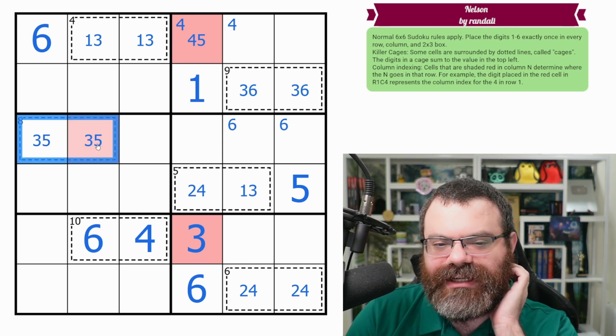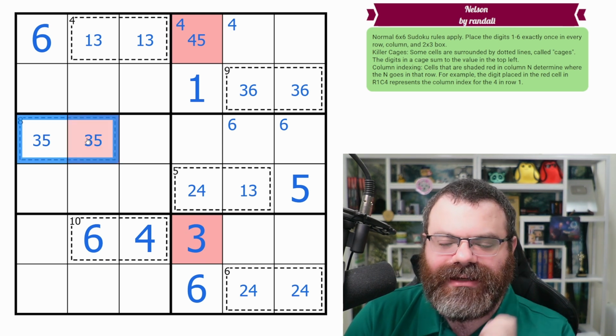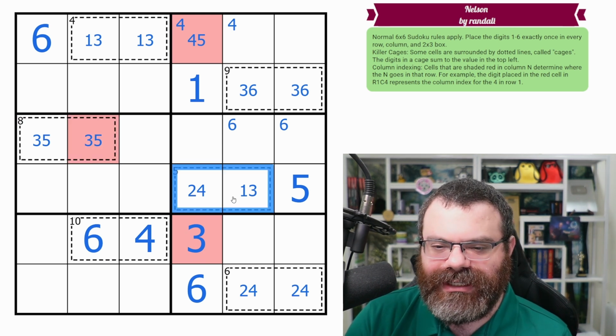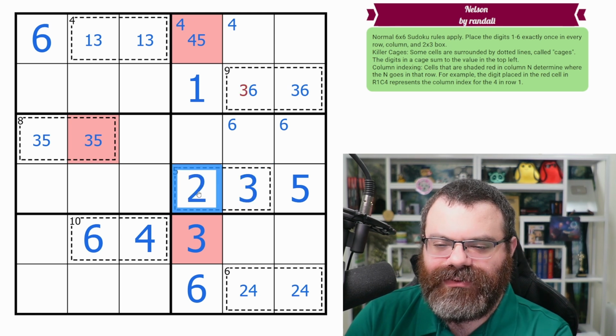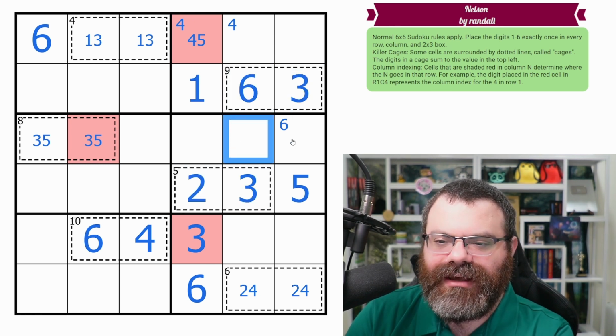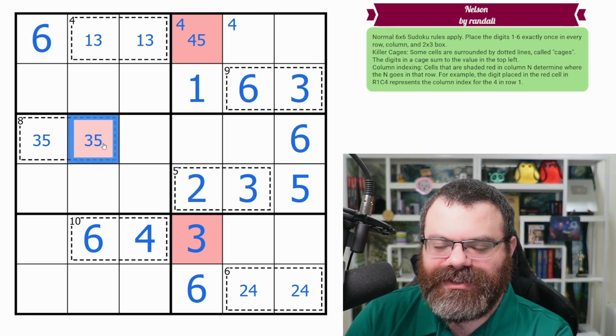Oh, I do need a 3. Okay, I need to repeat this trick again. I do need a 3 in this 5 cage. So this is 3 plus 2, and now we know what order it goes in. That makes that 6 and 3. That places a 6 there. That doesn't help us with this 3, 5.